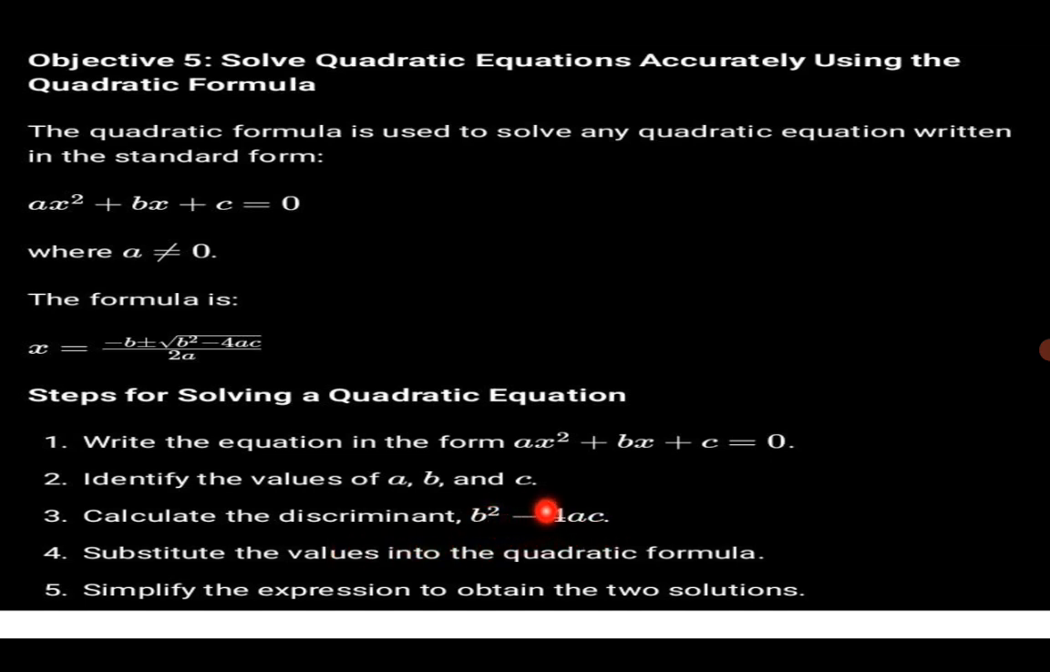Then substitute this value which you get into the formula here. Then substitute the values into the quadratic formula. Then simplify the expression to obtain the two solutions. That's as easy as that. That's how you solve a quadratic equation using the formula.